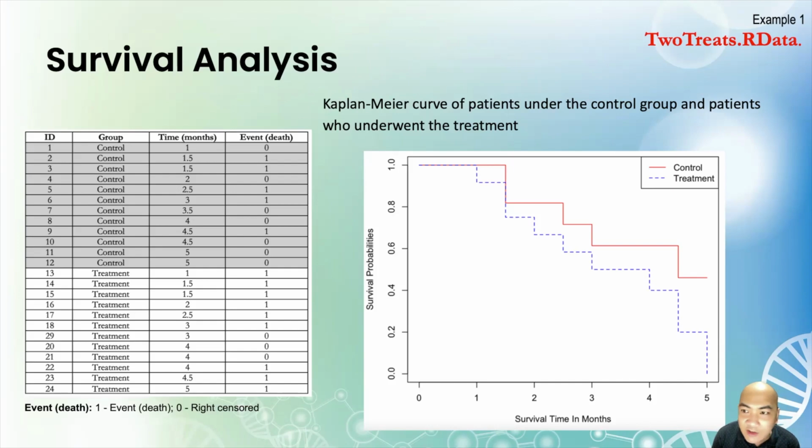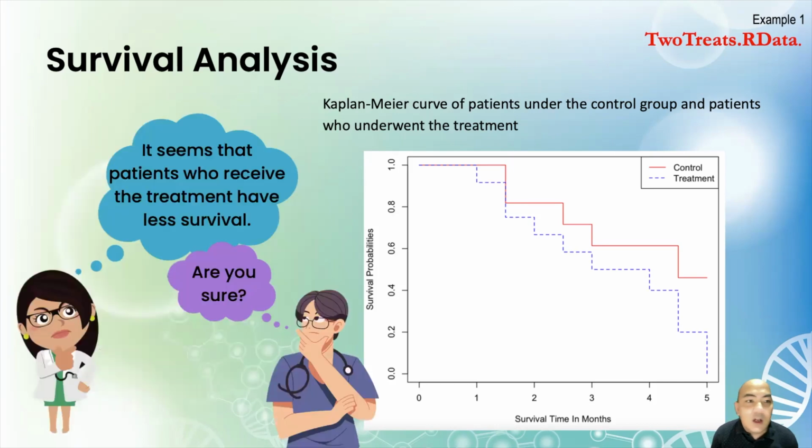The control here is represented by the red curve, and the treatment group is represented by the blue curve. If asked, for example, it seems that patients who receive the treatment have less survival. It is because the blue curve here is under the red curve. So a curve that is below the other one means less survival.